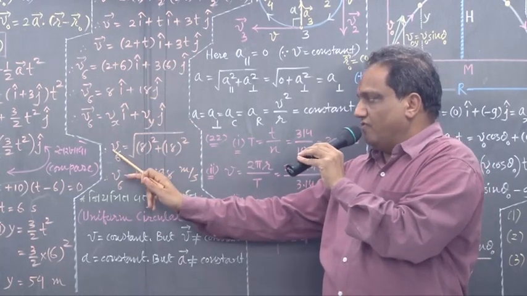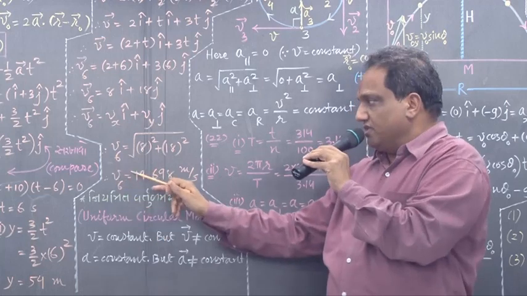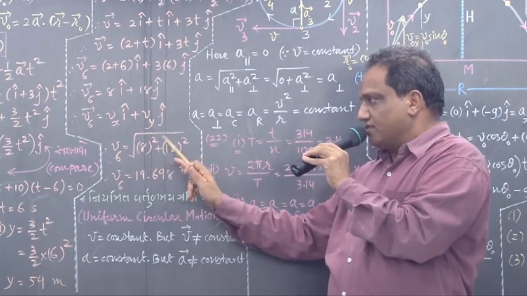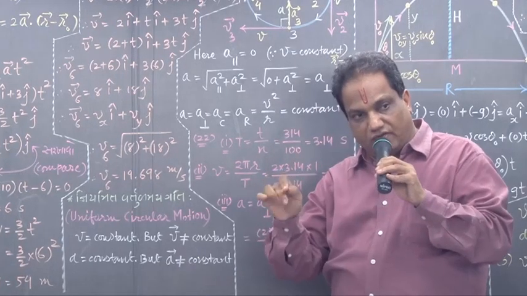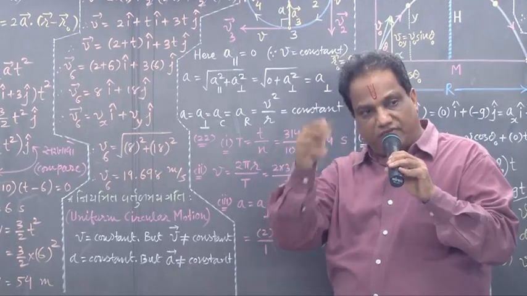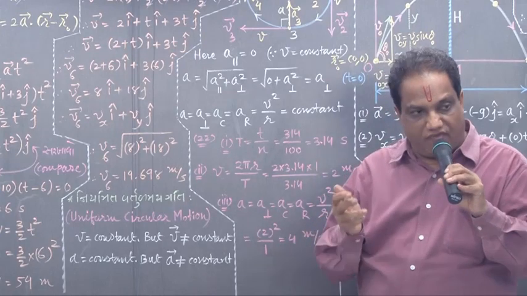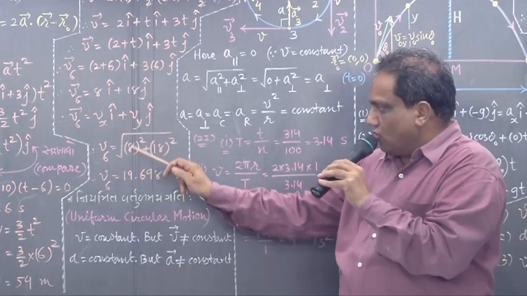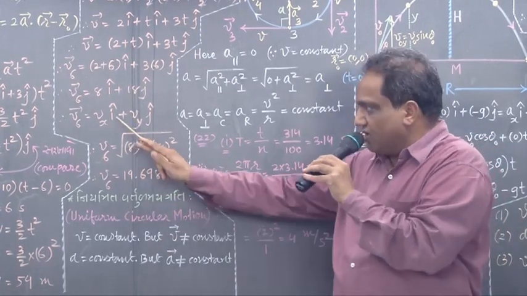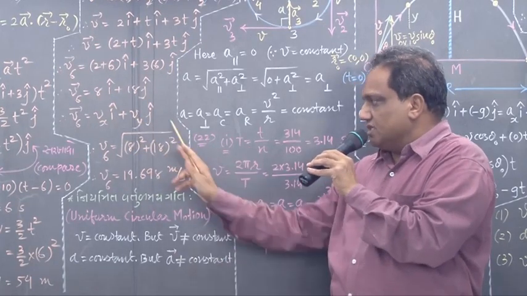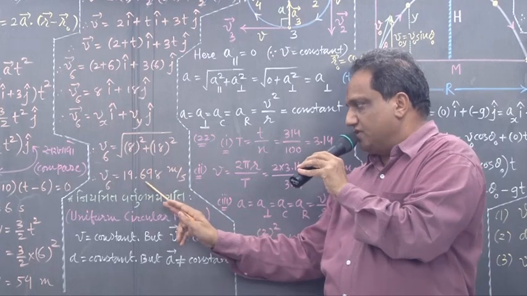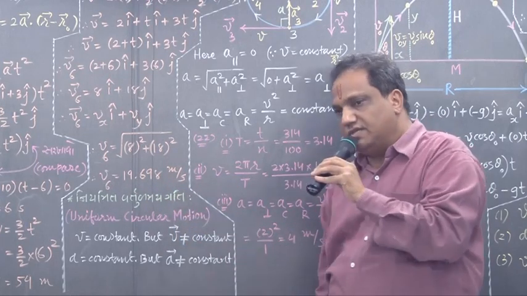Now you know the magnitude of any vector is always equal to the square root of the summation of squares of its mutually perpendicular components. So v equals under root of vx square plus vy square. What is vx? 8. What is vy? 18. Simplify. The answer is 19.698 millimeter per second.